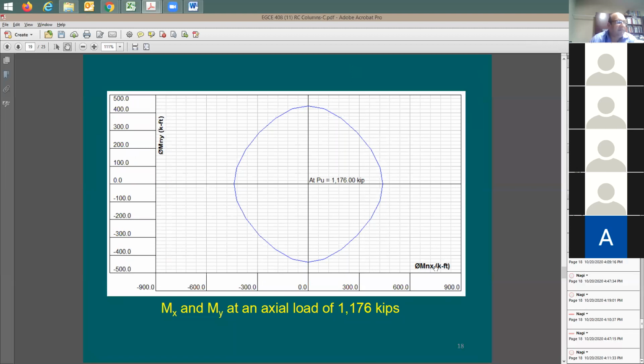It shows here phi Mn in the x direction and phi Mn in the y direction. This is what we call biaxial, which means that you can have Mx and My at the same time that you have an axial load. So in this case, you have a biaxial column, which means you have moment in both directions. Just imagine the column: you have moment about x and also another moment about the y axis.